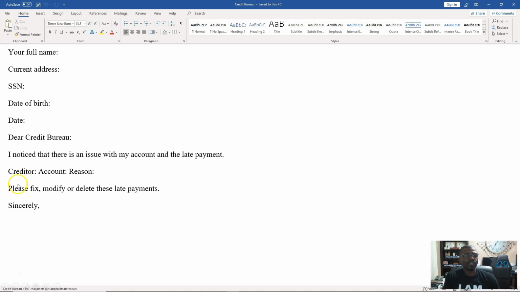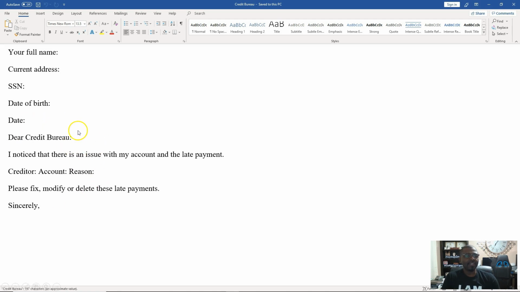Okay. So you want to put the creditor's name, the account in question, and the reason why you're disputing this. And you simply say, please fix, modify, or delete these late payments. You see, you have to tell the credit bureaus what to do. You cannot send a general blank dispute letter and not tell the credit bureaus what to do. If you don't tell them what to do, they're not going to do it. So you have to tell them the issue. You have to tell them why you feel that the account is inaccurate. And then you have to tell them exactly what to do.